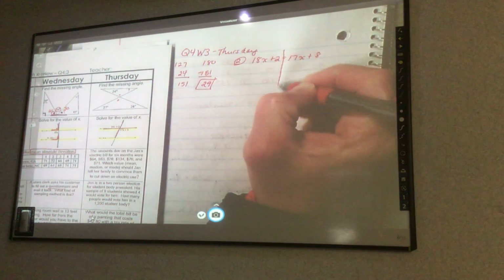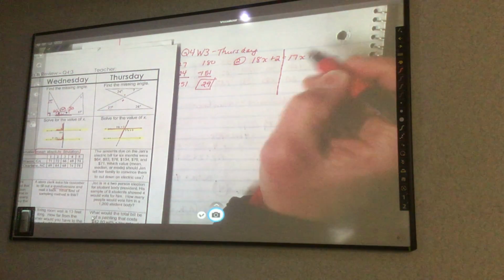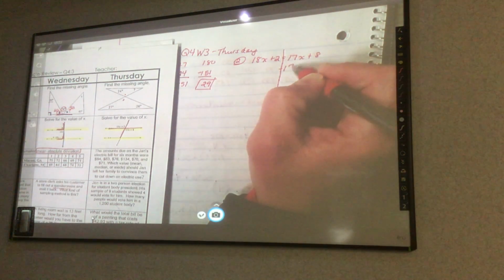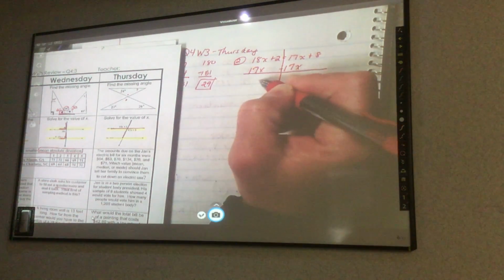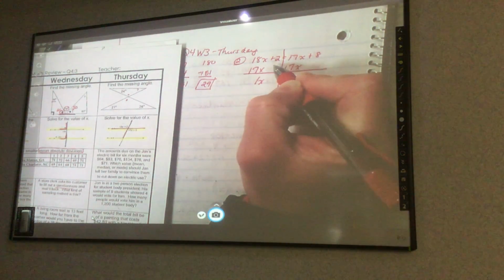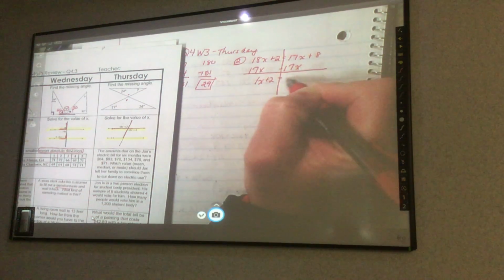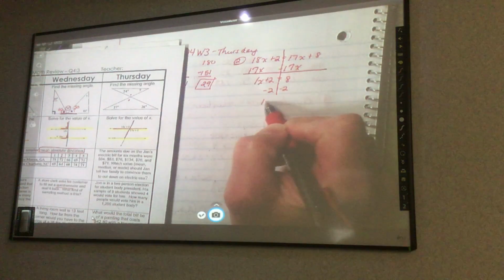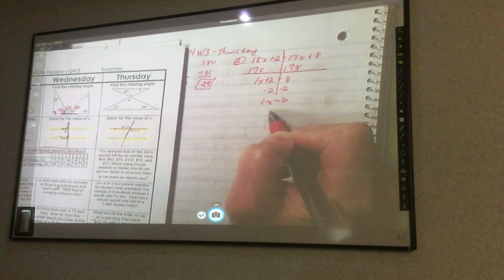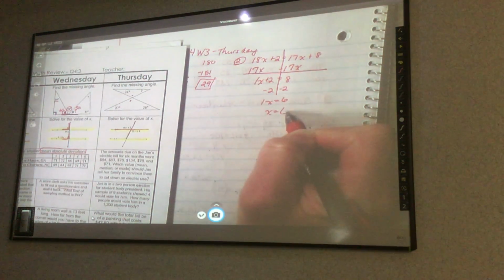What do I want to move first? Because I don't want what? Negative. I try to get rid of, I don't want to have negatives. So that would be my 1x, right? Plus 2 equals 8, so then I'm going to subtract 2 from both sides. So 1x equals 6, and we just say x equals 6. How many of you got that one right?